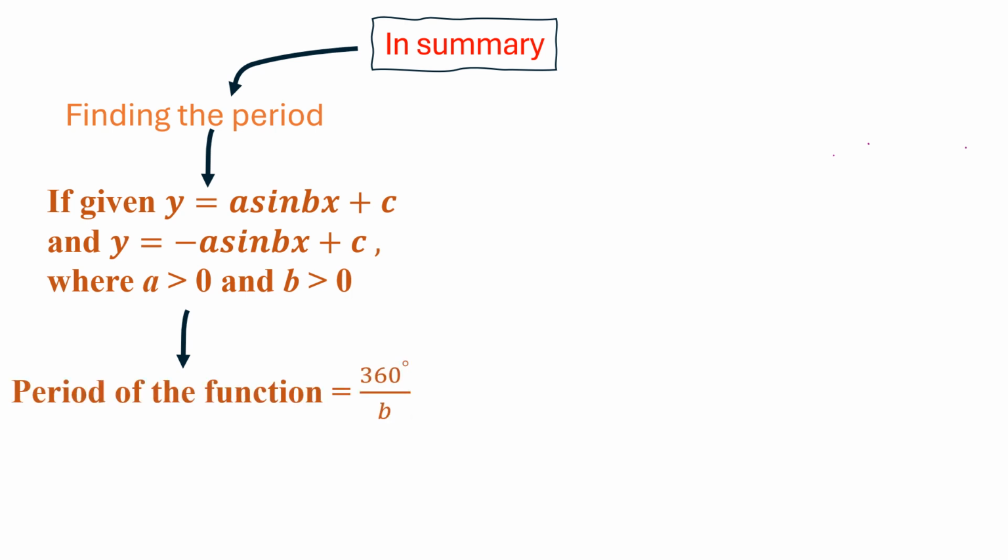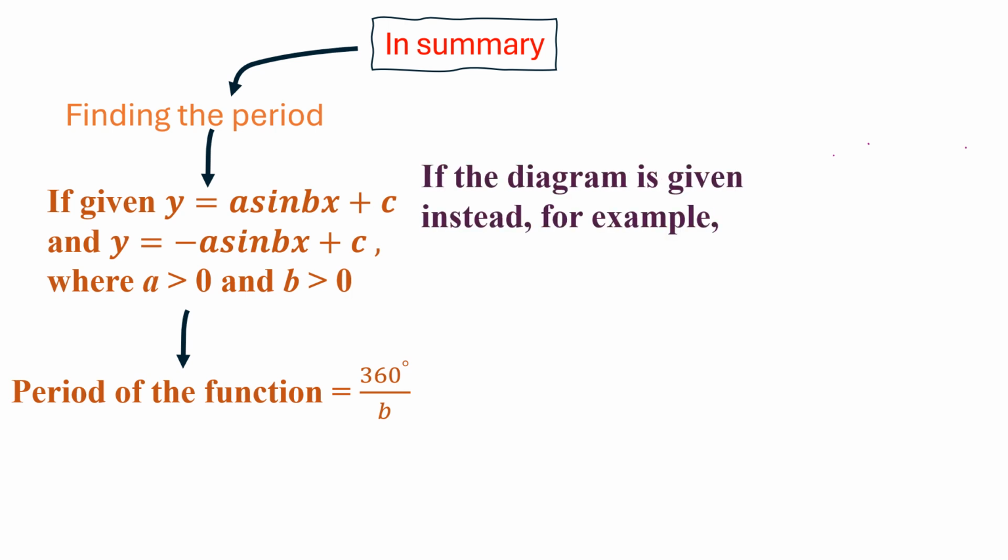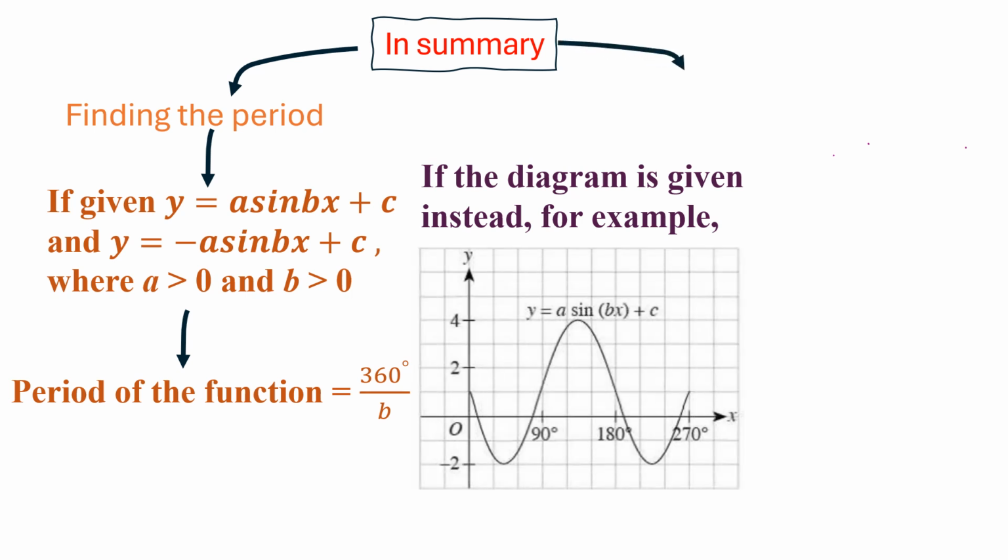Right, but if you're not given the trigo functions, but you're given a diagram, then how do you go about finding it? Yes, so if you're given the diagram, then first thing first, you have to identify one cycle, because the one cycle will give you the period. So here the one cycle is the one highlighted in blue for you. You must remember you start with 1 here and you end with 1 here.